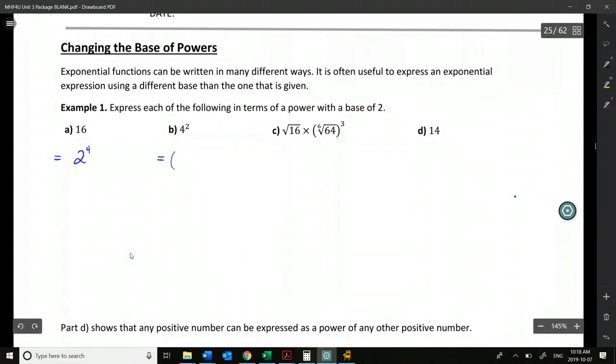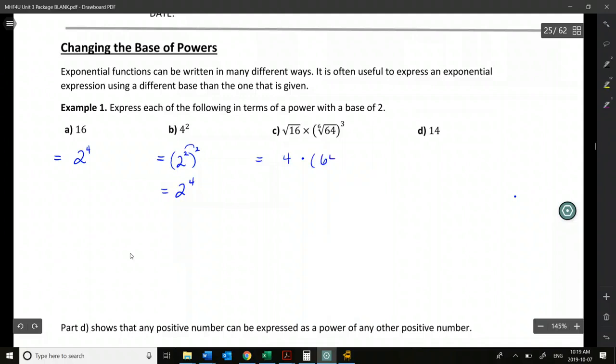How about 4 squared? Well, let's think about just 4. How do I write 4 as a base of 2? 2 to the power of 2. So if it's 4 squared, then I have 2 to the power of 2 to the power of 2, which gives me, again, 2 to the 4. Okay, this one, I think we can just square root 16. That gives us 4, just to start here.